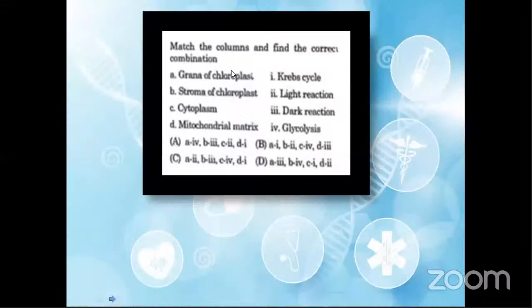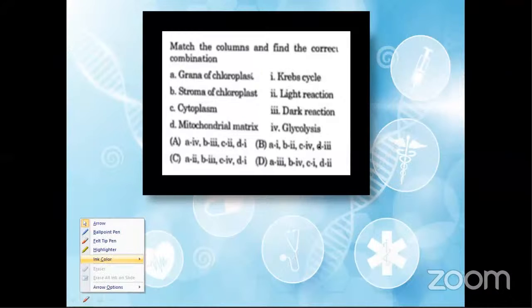Here's the first question. Match the columns and find the correct combination. Grana of chloroplast, stroma of chloroplast, cytoplasm, mitochondrial matrix. And the options are Krebs cycle, light reaction, dark reaction, glycolysis. Okay, the answers have already come. Your 20 seconds have started, people. Let's see who gets the correct answer.